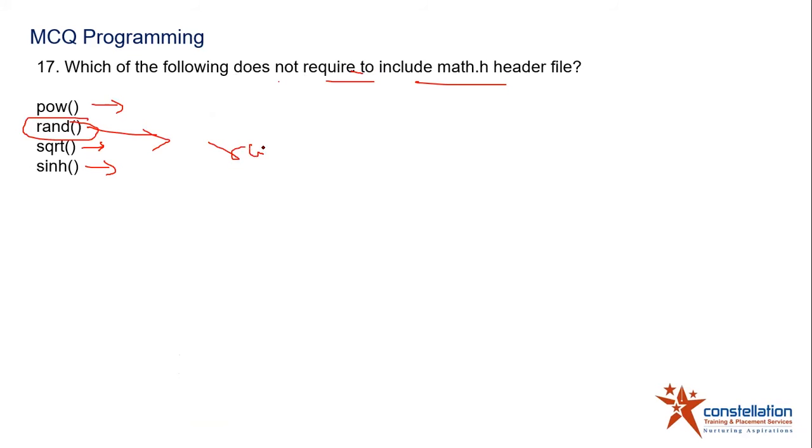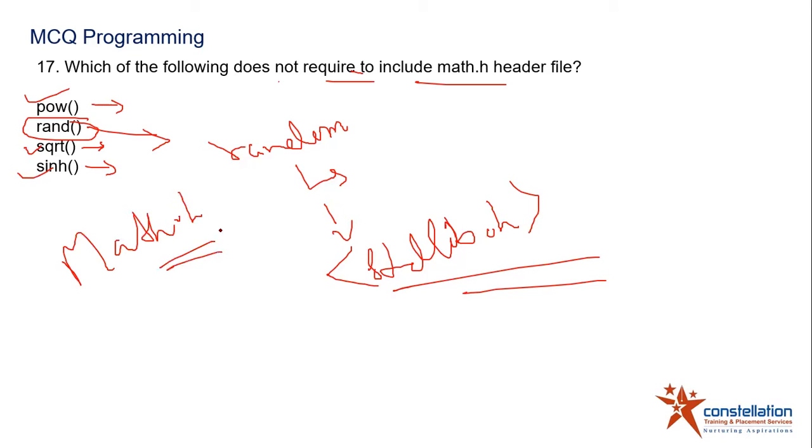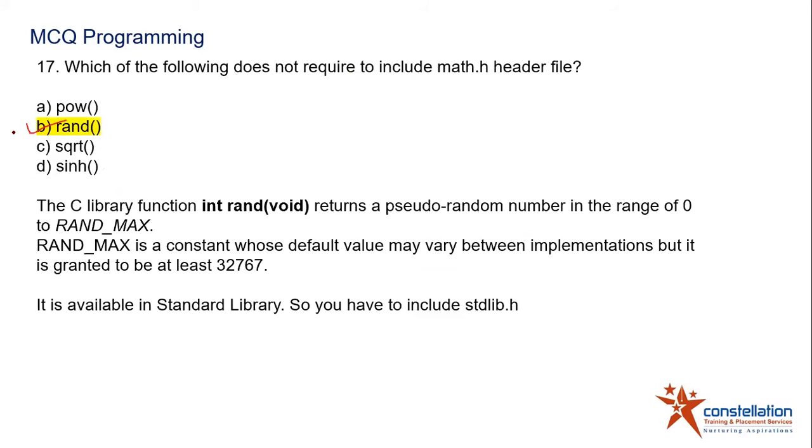Though it is a random number, the random function generates a random number between a given range, but it is a part of stdlib.h, the standard library. The rest, 1, 3 and 4, are part of math.h. The correct answer is random. We have given the description over here as well, and the random function as well. You can read it. I'm not going to discuss it here because that was a straightforward question.